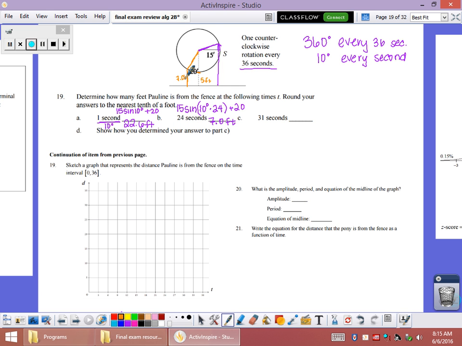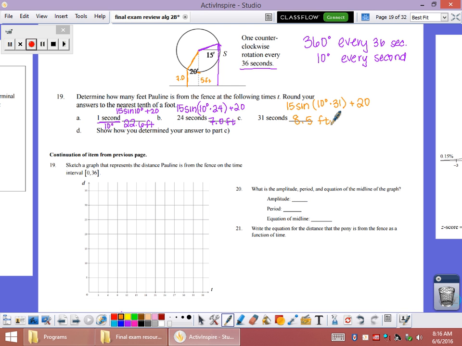Okay, one more. We're going to do 15 sine, and we're saying to ourselves she's going 10 degrees per second for 31 seconds. And, oops, not add 21, add 20 to it. So 15 sine of 310 degrees this time, plus 20, and this time it is 8.5 feet from the fence. Okay? Sketch a graph to represent this distance.